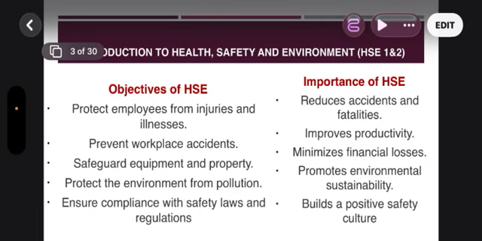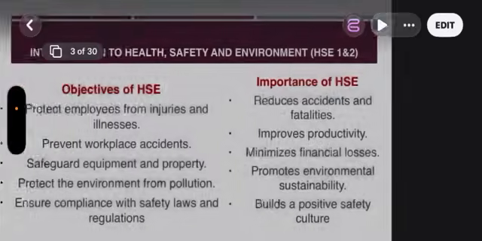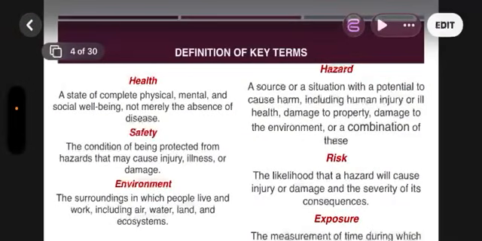And that is one of the functions of HSE itself: minimize financial losses, promote environmental sustainability, and build a positive safety culture. That shows the importance of safety. Quickly, we look at terminologies in health and safety.